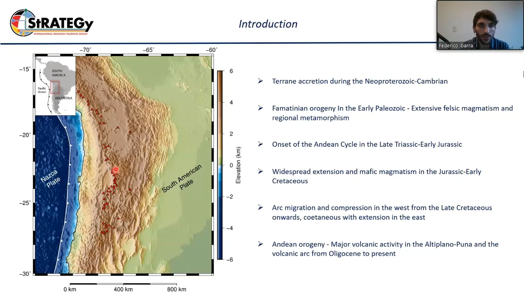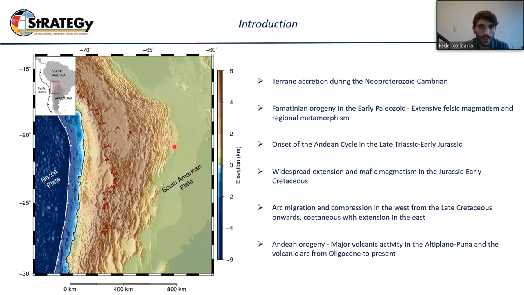The Central Andes are part of a large orogenic belt located in the western margin of South America, where the Nazca Plate subducts beneath the South American Plate. And after a period of terrain accretion during the Neoproterozoic-Cambrian, the region has been subjected to a series of subduction cycles with alternating periods of extension and compression.